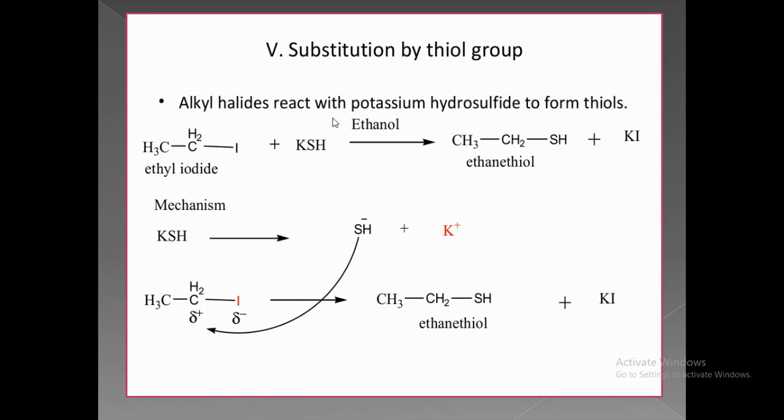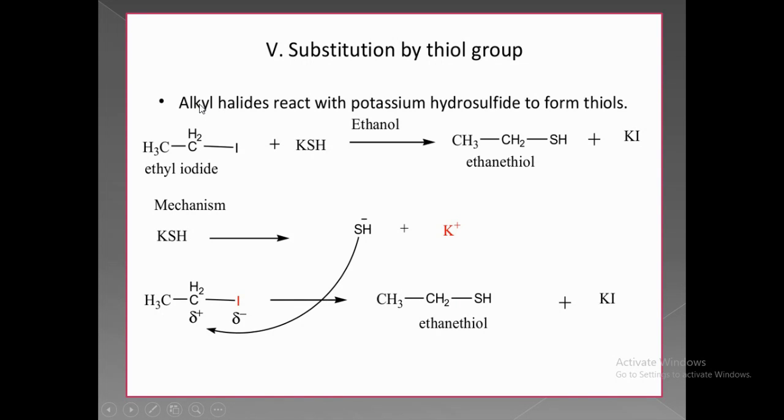Let's see next, substitution by the thiol group. Thiol group means it contains sulfur. SH, like alcohol OH, in a similar manner, thiol is SH. Here we can use KSH, similarly to KOH, which is potassium hydroxide. This is potassium thiol, in this way you can name this KSH.